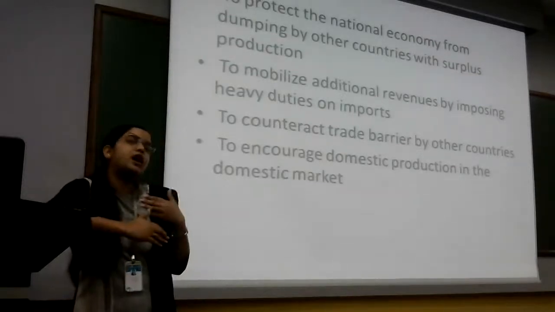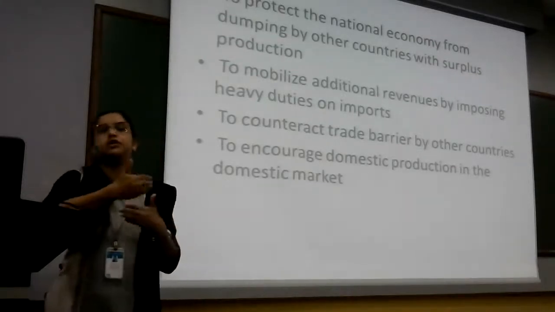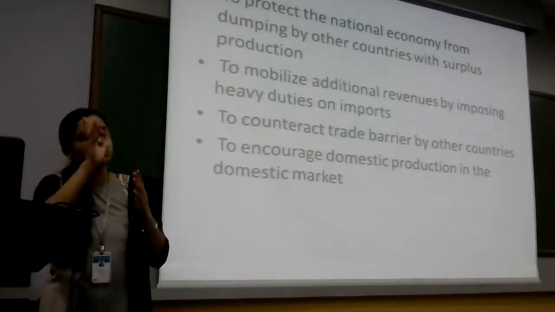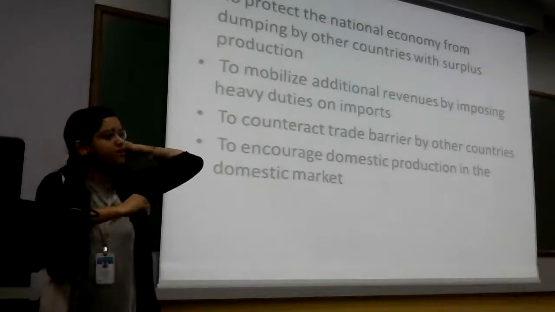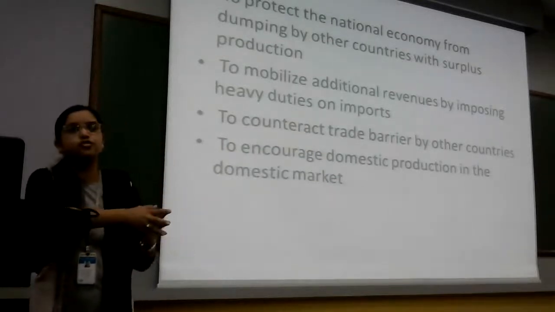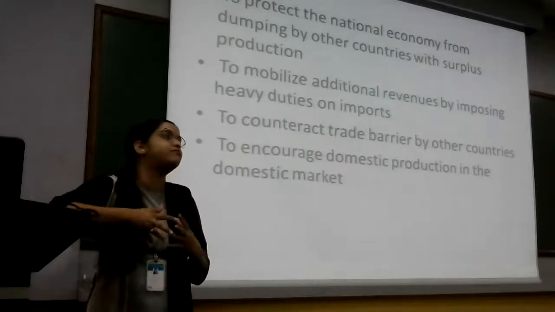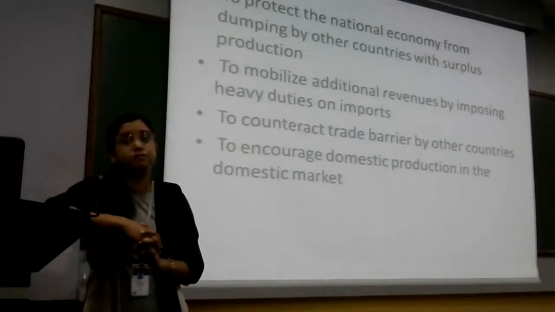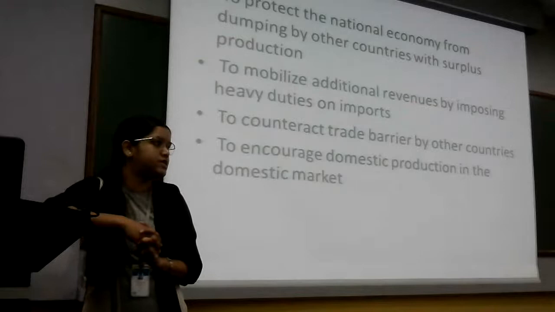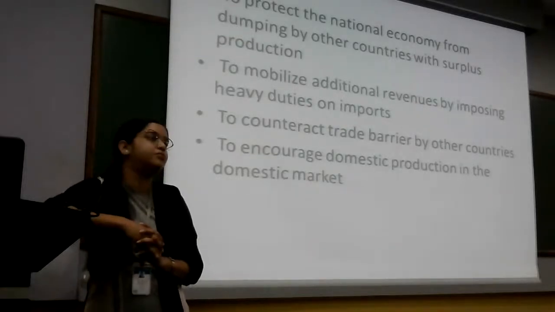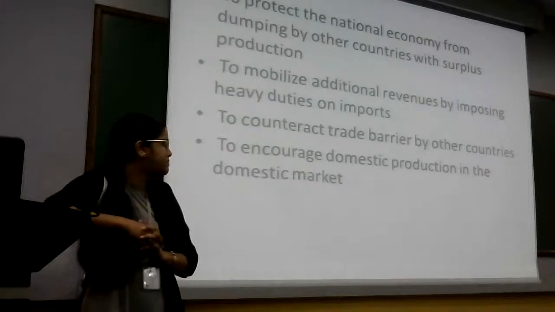So India will counteract that particular trade barrier by making some new rules and regulations, maybe only for that particular country. So you have to counteract. It's not always that all the trade barriers coming from foreign countries should be favorable to you. Not necessarily. So in order to counteract, you also have to come up with some kind of trade barriers.